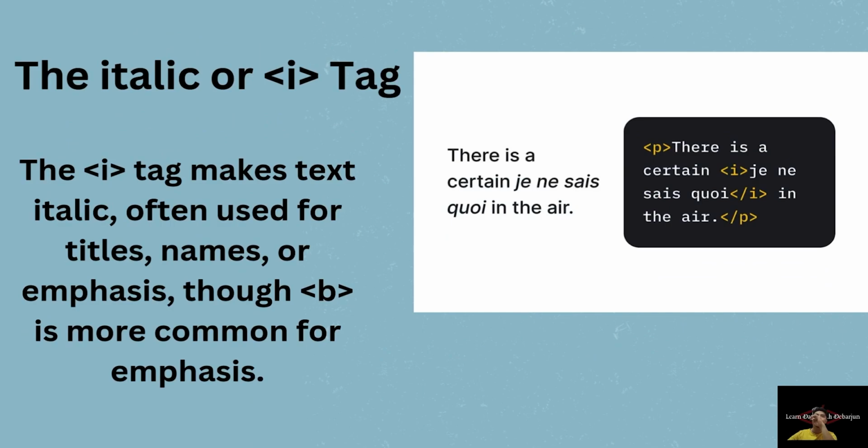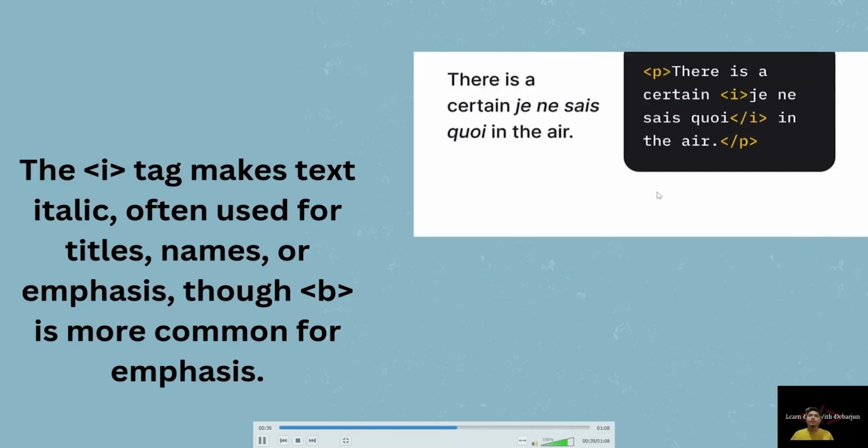So after that, the italic tag, the I tag, works like the B tag. It makes the text italic. For example, in a P tag, there is a certain slant in the air, and the word is in italic text, so it's continuing the italic text. So let's move on to the next part.